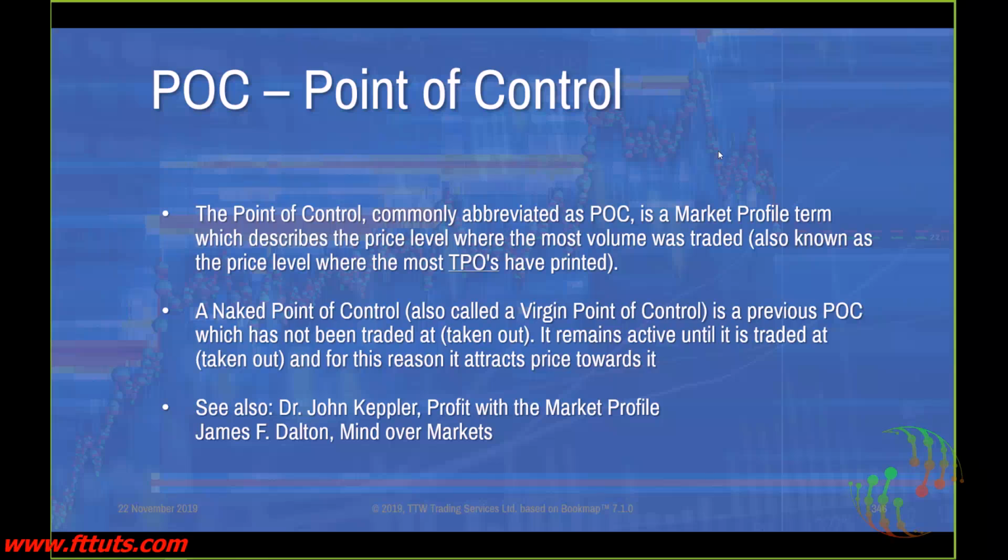The point of control, commonly abbreviated as POC, is a market profile term which describes the price level where the most volume was traded. A naked point of control, also called a virgin point of control, is a previous POC which has not been traded. It remains active until it is traded at or taken out. For this reason, it attracts price towards it. You will get further information in these books. If you have a chart like this, let me see where it is.